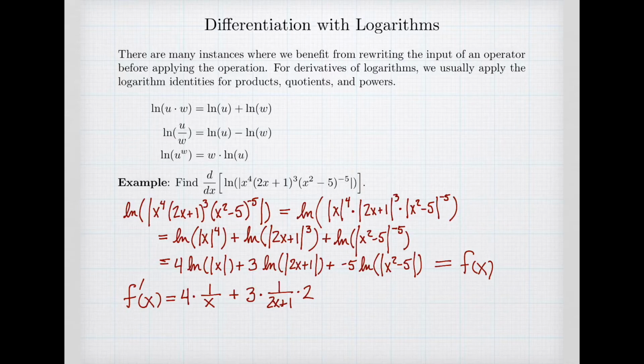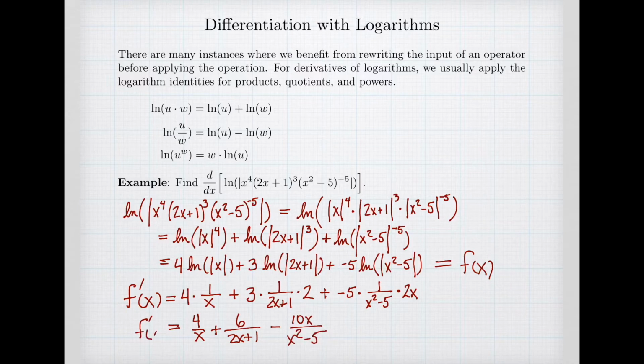And the third term, I've got a constant negative 5. The derivative of the logarithm is 1 over its input, x squared minus 5, times chain rule factor, the derivative of its input is 2x. All I have left is simplifying, and I get my derivative is 4 over x. 3 times 2 gives me 6, so I get 6 over 2x plus 1. And the third term, I get minus 10x over x squared minus 5.